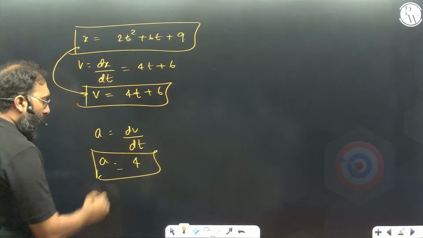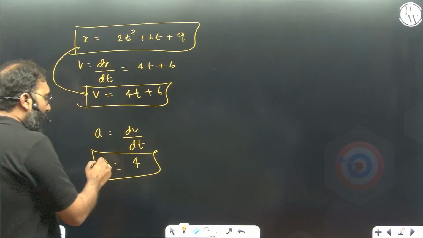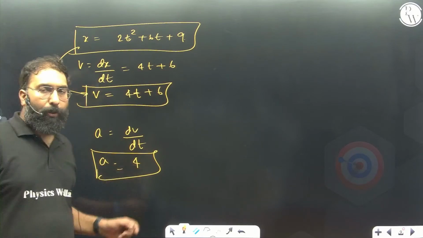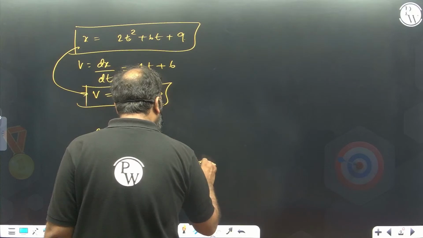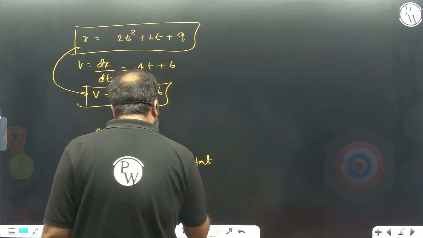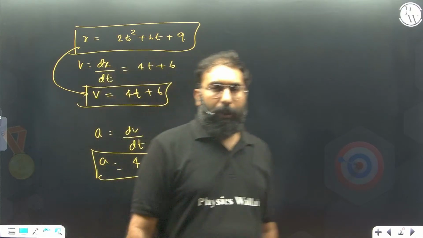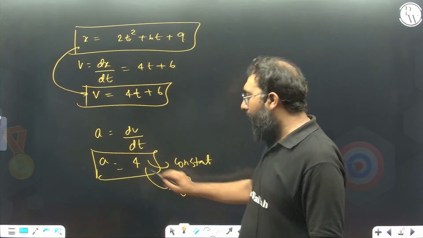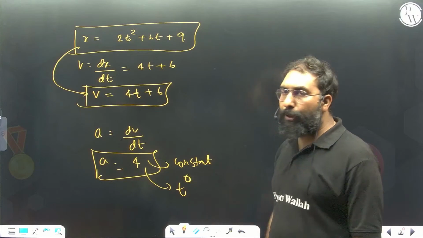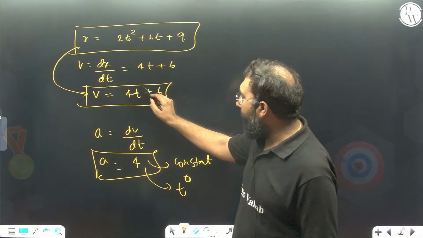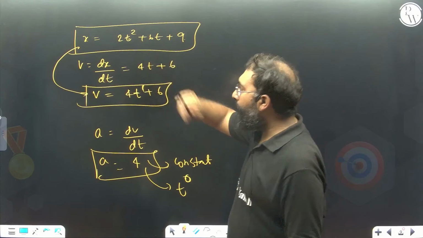Okay. So now you can see that we have got the acceleration to be 4, which is a constant function. So here the degree is what? T power 0. This acceleration is not depending on t. It means t is having the power of 0. Here t is having power of 1, and here t is having power of 2.